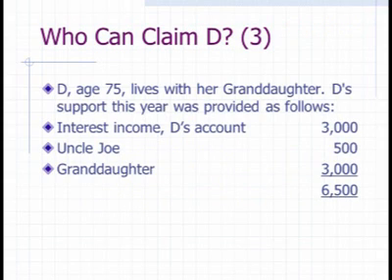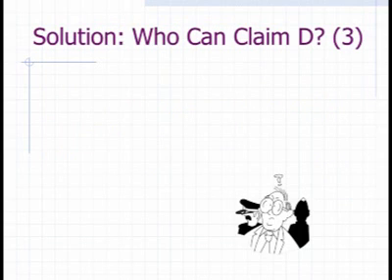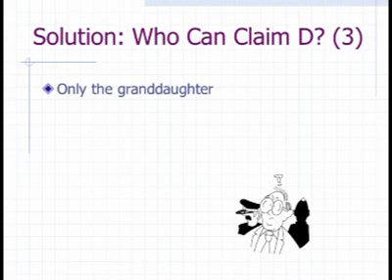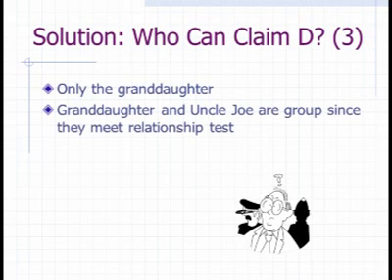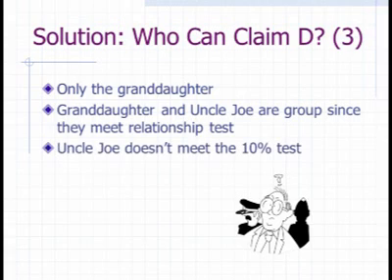This time we got Uncle Joe in the picture. Uncle Joe would definitely be a relative. So now life is going to be better. As you see, though, the granddaughter now can claim. Joe's out of the picture because he didn't give more than 10%.